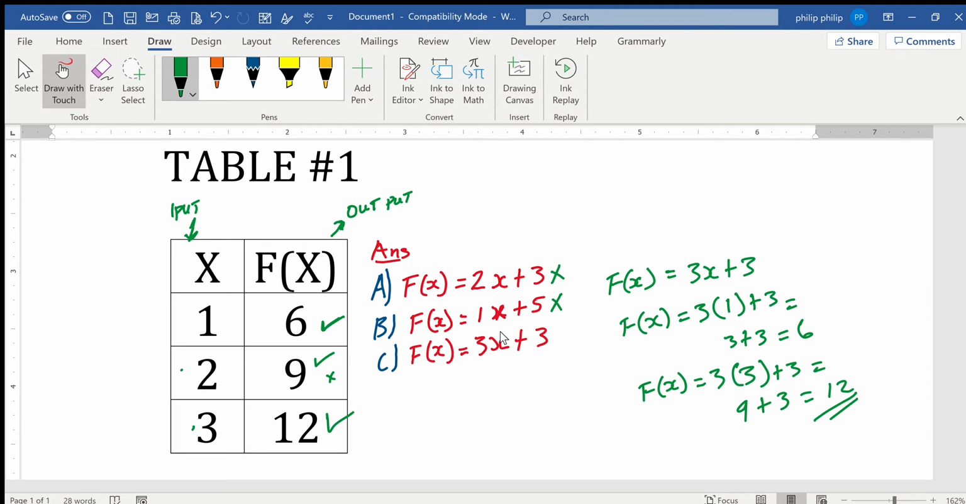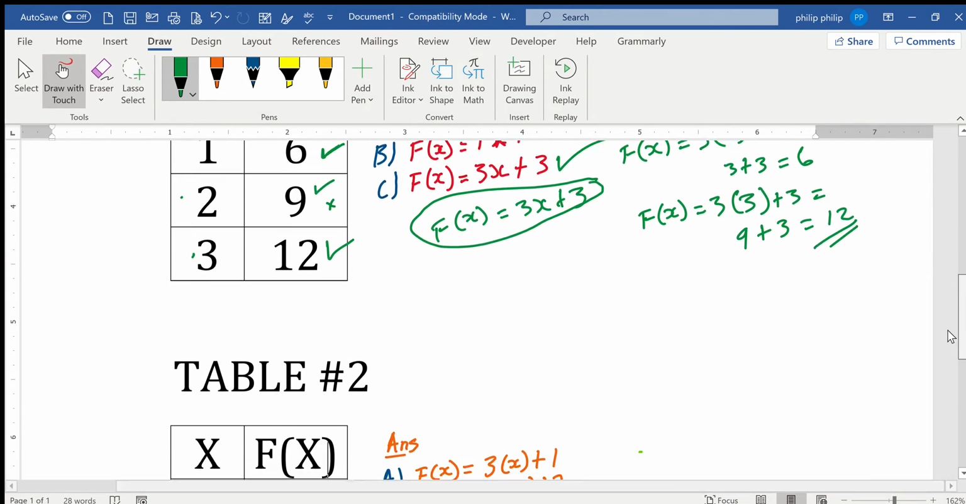Now we found one function here that satisfies all our equations. So this is our answer here. Our answer is f of x is equal to 3x plus 3. Because when we put 1 in here, when we multiply 3 times 1, it gave us 3. And when we add 3 to this, it gives us our output value of 6. So that's how we got our answer here. Okay. Alright, now let's go to the next question and the next chart.